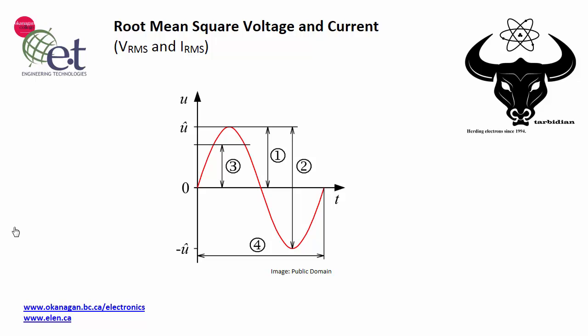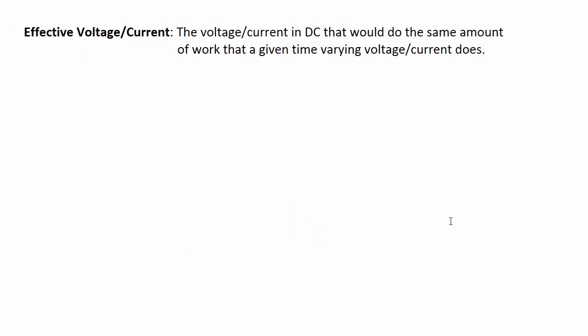In this video, I want to talk about the root mean square voltage and current. But first, before I talk about root mean square voltage and current, I want to talk about the effective voltage and current. And as it turns out, those two concepts are the same. Basically, the effective voltage or current is the voltage or current in DC that would do the same amount of work that a given time varying voltage or current does.